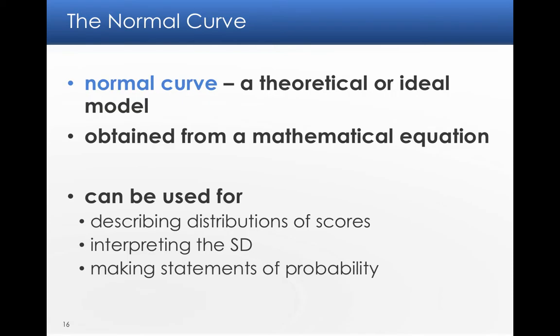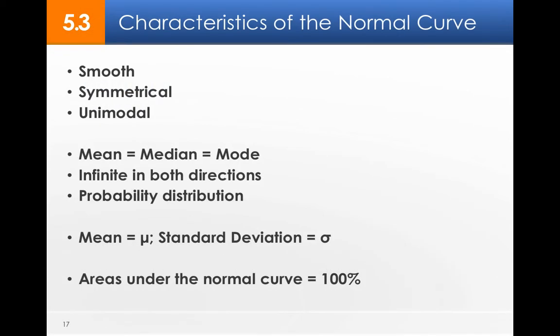So now let's talk about the normal curve. A normal curve is a theoretical or ideal model, and it comes from a mathematical equation. We can use it to describe a distribution of scores. We can use it to understand standard deviation and to make statements of probability. So what does a normal curve look like? It's smooth, symmetrical, and unimodal. Unimodal means it has one mode. In a normal curve, the mean, median, and mode are all the same, and it continues on infinitely in both directions. It's also not a frequency distribution, it's a probability distribution. So its mean is mu, and its standard deviation is sigma. All of the area under the normal curve represents 100% of the probability distribution.